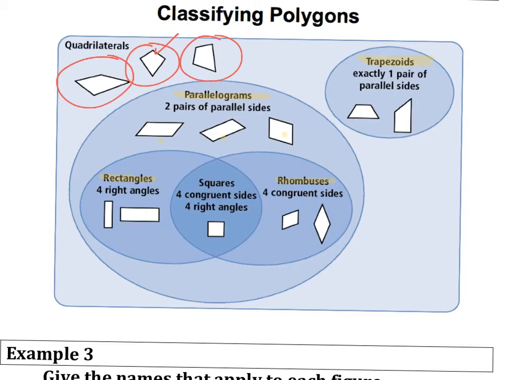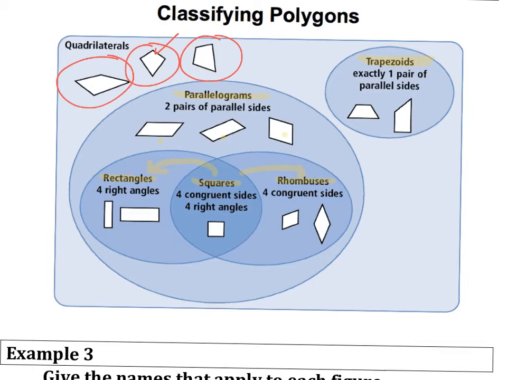And then we have an overlap. And the overlap exists whenever we have a parallelogram that has both the 4 congruent sides, like a rhombus, and the 4 right angles, like a rectangle. And that is known as a square. So a square is both a rectangle and a rhombus. Rectangles can be squares, rhombuses can be squares, but they are not always. Squares are always rectangles and rhombuses.